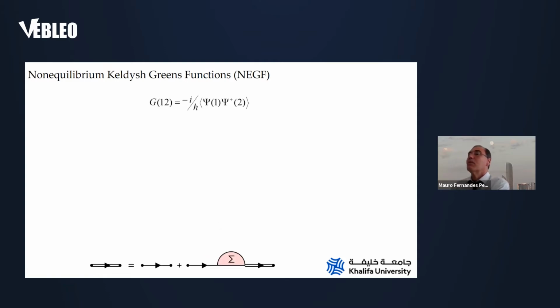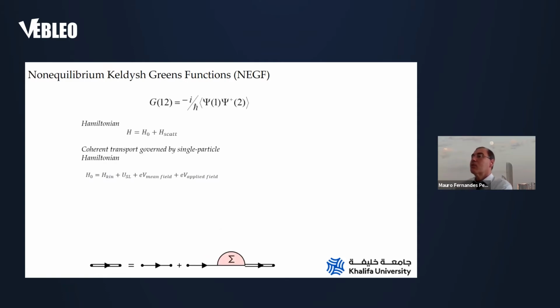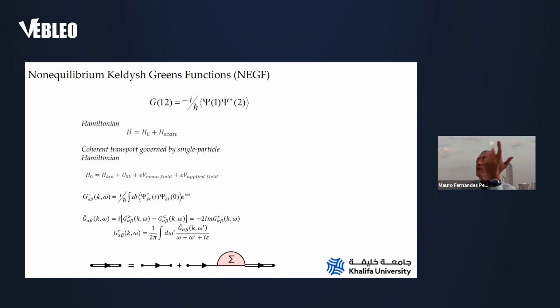The method that I use is a combination of non-equilibrium Green's functions with solutions of the Boltzmann equation. Non-equilibrium Green's functions are very useful because you have a whole series of corrections that you can add to make the problem as precise as possible, including the interaction in higher and higher orders.